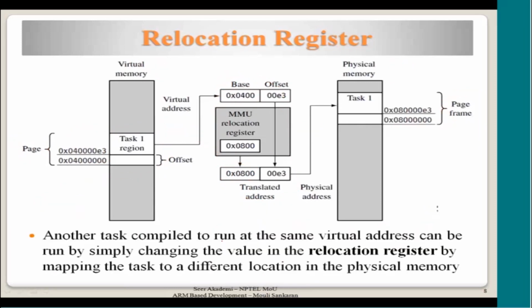Let us see another task compiled to run at the same virtual address. Now I am bringing in another task. See, task 1 may be done by a person A. Task 2 you give to another company. It could be another company or another person in the same company. He is writing another application. They don't know each other's existence.